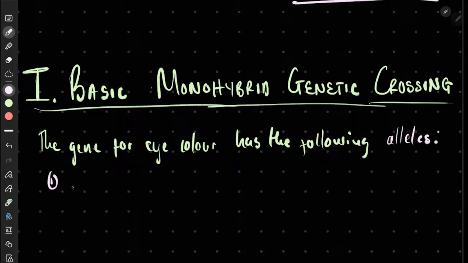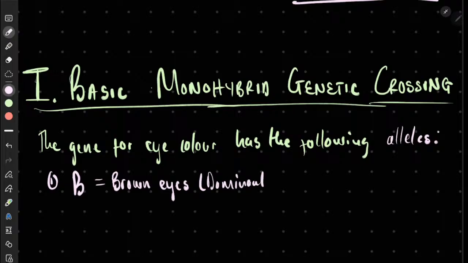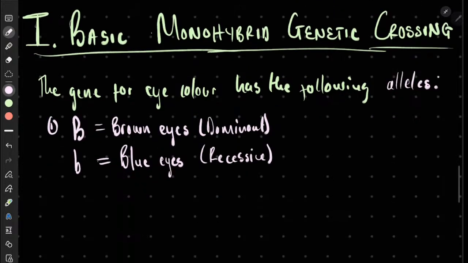Number 1, B is the dominant one, and it is for brown eyes. That is why it is in capital. Then small b is the allele for blue eyes, and it is recessive. So this is the situation that we have, okay?